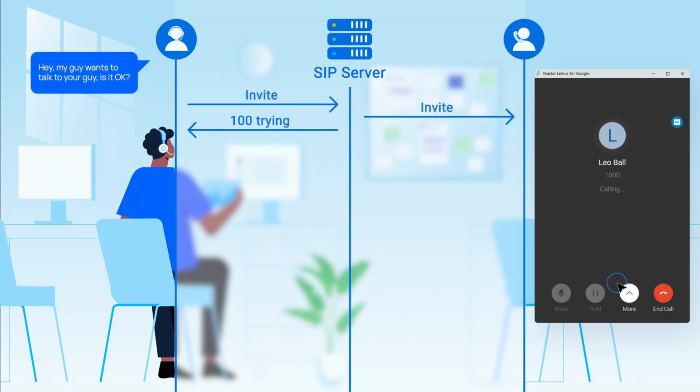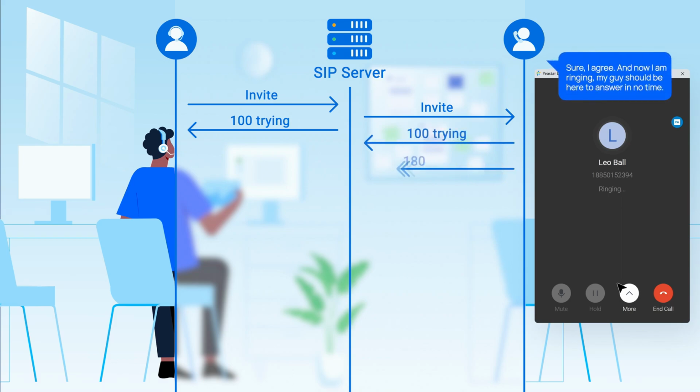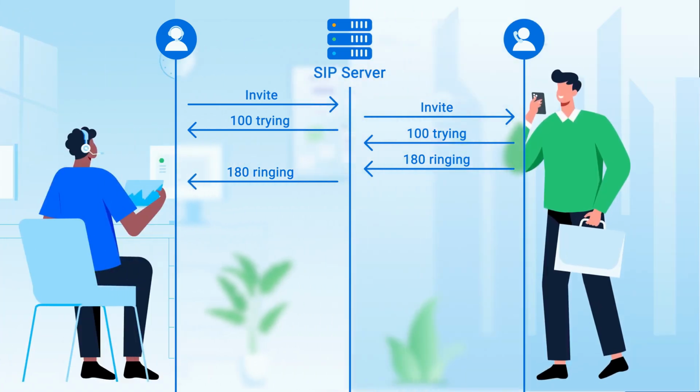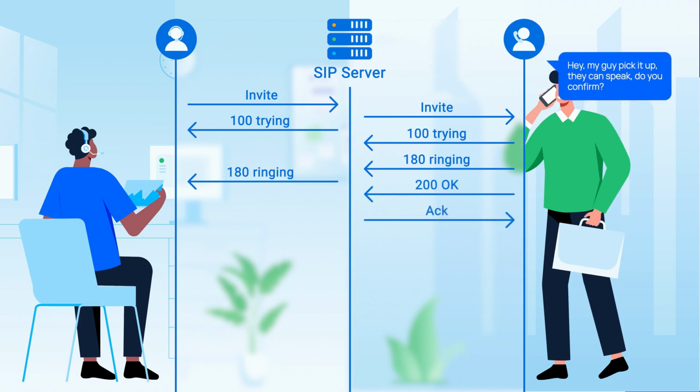Is it okay?" Your colleague's phone will see the invitation, and if everything's okay, approve the request by sending back a message that says, "Sure, I agree. And now I'm ringing. A guy should be here to answer in no time." Then, if your colleague hears the phone ring and answers it, your colleague's phone will send a notification: "Hey, my guy picked it up. They can speak. Please confirm."